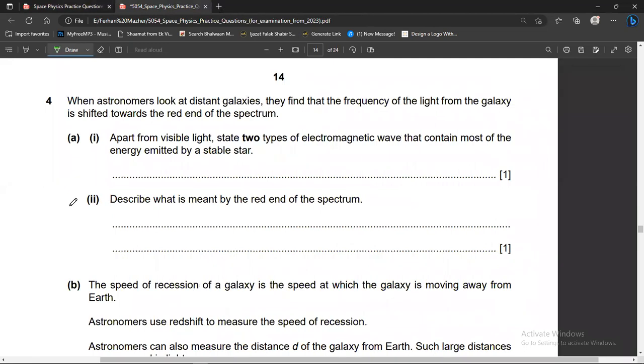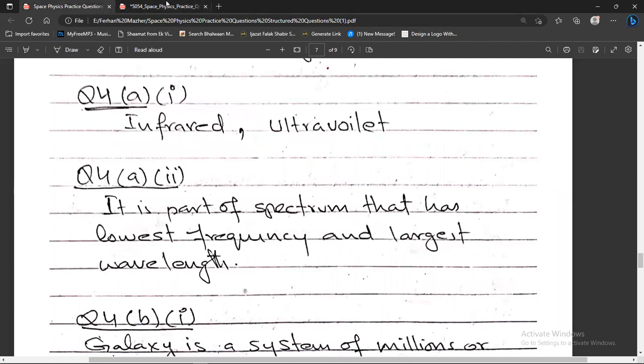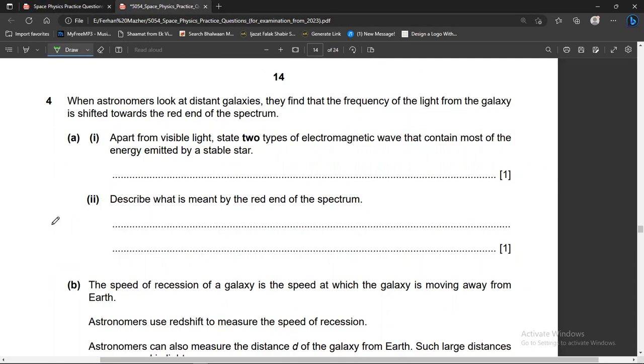When astronomers look at distant galaxies, they find that the frequency of the light from the galaxy is shifted towards the red end of the spectrum. Apart from visible light, state two types of electromagnetic waves that contain most of the energy emitted by a stable star. Most of the energy emitted by the stable star is infrared, visible light, and ultraviolet. The visible light he has already named. The other two will be infrared and ultraviolet.